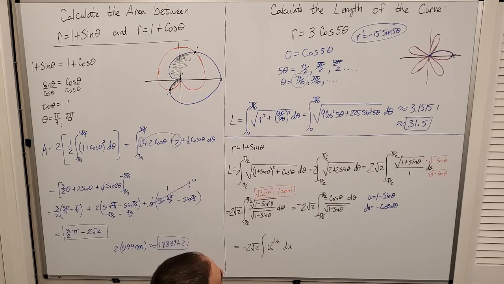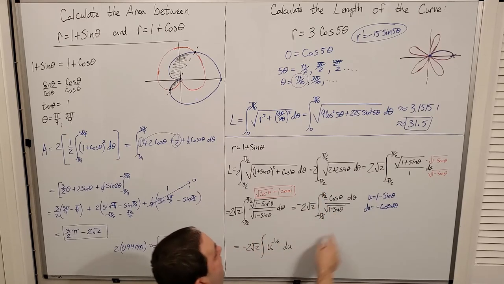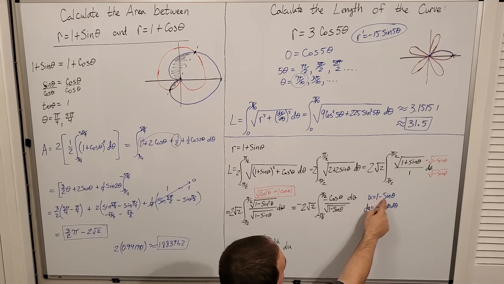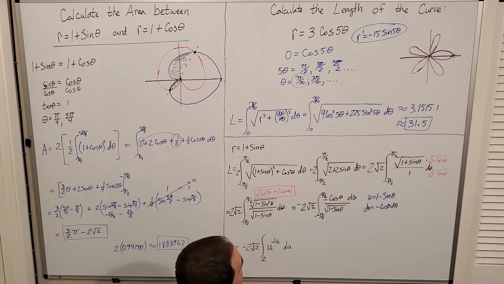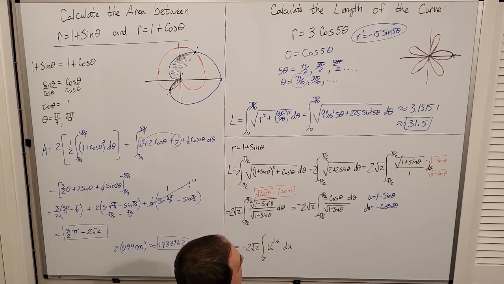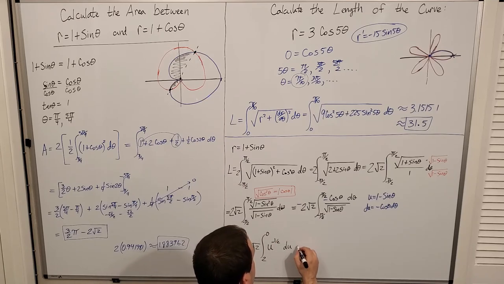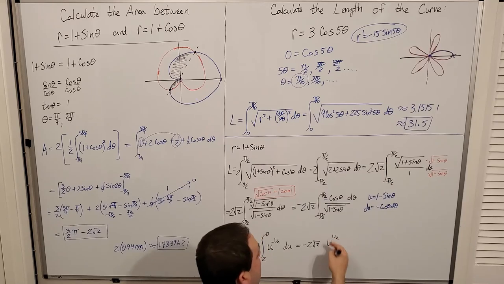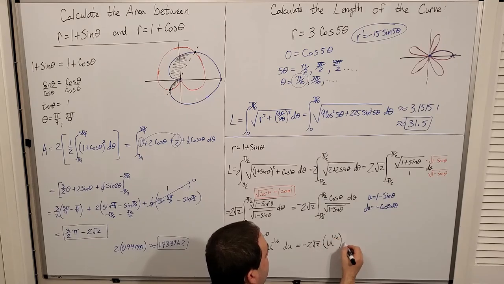Now what about my values of u right here? Well, let's see. When theta is negative pi over 2, sine is negative 1. So that's 1 minus negative 1, which is 2. And then next, pi over 2, sine of pi over 2 is 1. 1 minus 1 is 0. Alrighty. So that's negative 2 square root of 2. I get u to the positive 1 half, divide by 1 half, so that's another times 2, right? Times 2.